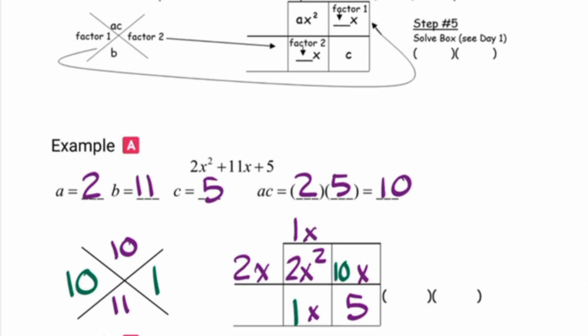To complete our top right, 2 times what number is 10? And that is 5. So we already have our x. Again, 1x times positive 1 is 1x, and 5 times 1 is 5 for the check. So the answer to our box problem is x plus 5 times 2x plus 1.